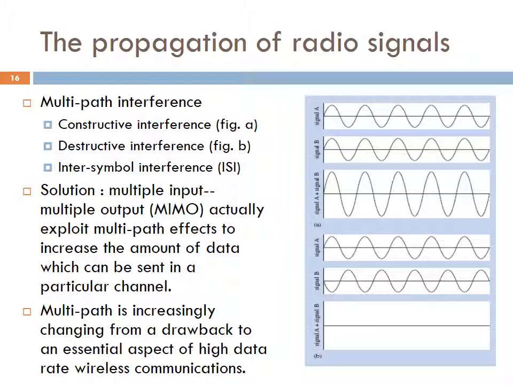In contrast, in the second figure, part B, the figure shows the effect of a small delay between the signals of one half of one period. In this case, the peaks of one correspond to the troughs of the other. Here, the waves simply cancel out, leaving nothing. This is called destructive interference.